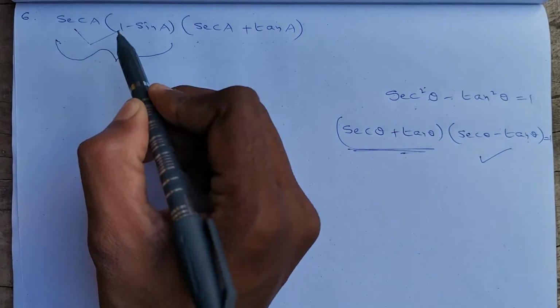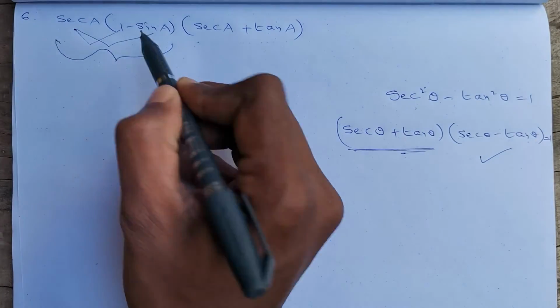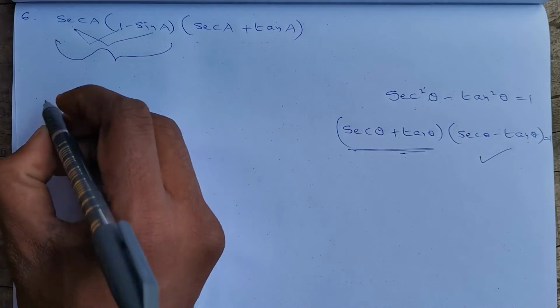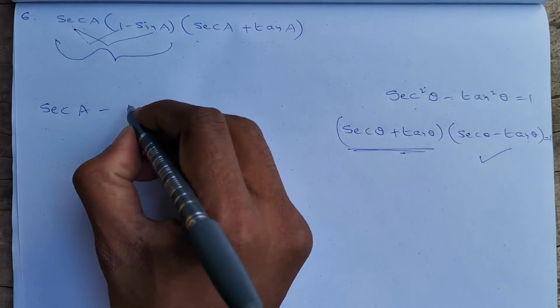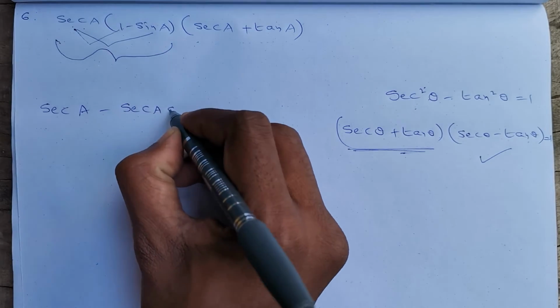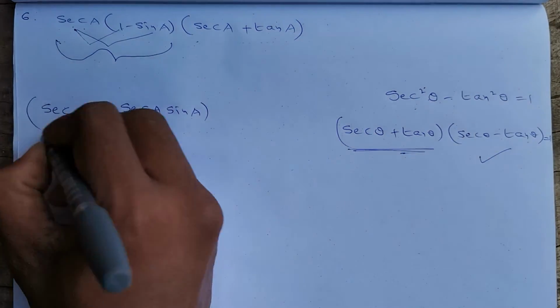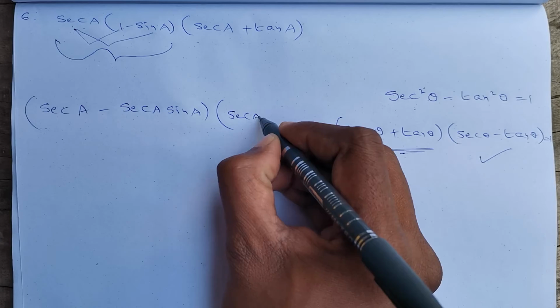Outside into first one, outside into second one. Secant A into 1, secant A minus secant A into sin A, secant A sin A times of secant A plus tan A.